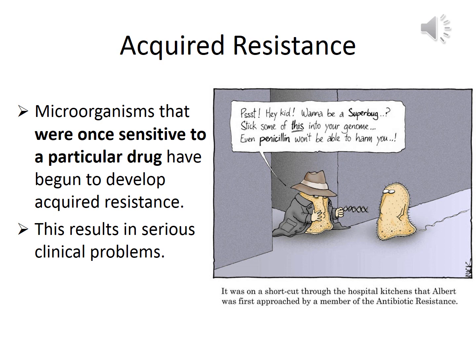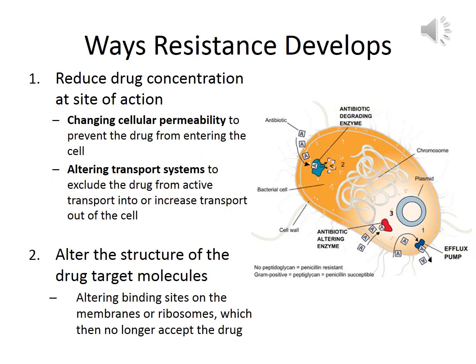And so, as it says here on the cartoon, if you want to be a superbug, let me stick a little bit of this into your genome, and all of a sudden now penicillin won't have an effect on you. And in fact, that's a very common mechanism that is used by bacteria, is to synthesize an enzyme. That's what we call a penicillinase enzyme. That's how many bacteria that once were susceptible to penicillin are now resistant to penicillin, because the enzyme destroys the penicillin drug itself. So let's take a look at some of the mechanisms that bacteria use to acquire resistance.